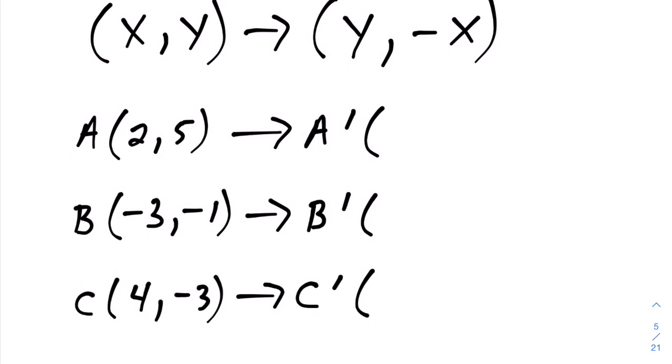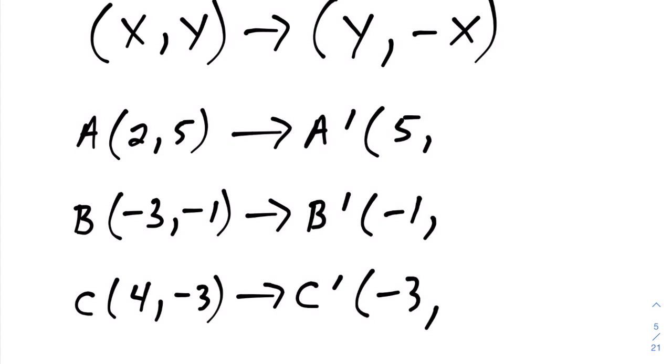So the y coordinate is 5, I'm going to move to the front and stay 5. For the B, the y coordinate is -1, I'm going to move it to the front and keep it the same way. And for the C, I'm going to move it to the front and again keep it the same. So I made a pattern all the way down.